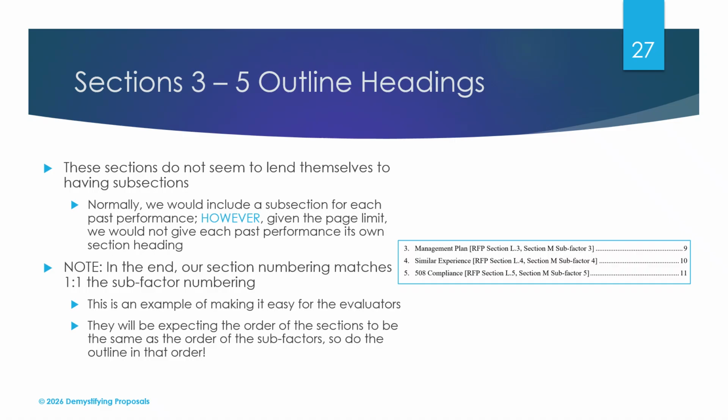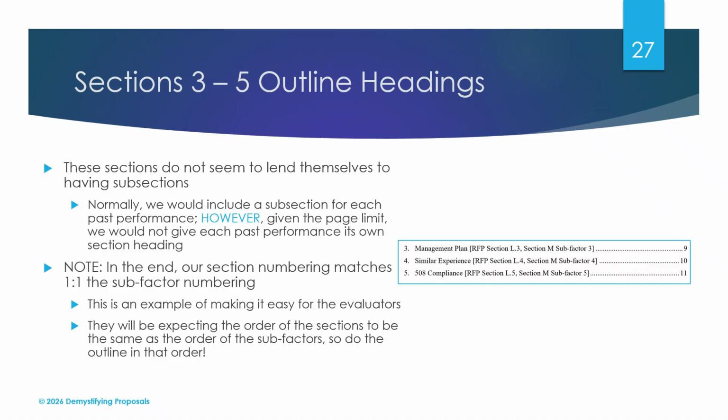And then again, our section numbering matches one for one with the subfactor numbering. Again, we're trying to make it easy for the evaluators. They will be expecting the order of the sections to be the same as the order of the subfactors. So do that outline in that order.